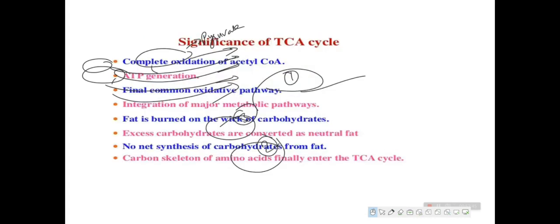Next is the significance of the TCA cycle. The TCA cycle is a complex oxidation of acetyl coenzyme A. It helps in the generation of a huge amount of energy in the form of ATP, NADH, and FADH2. It is the final common oxidative pathway and integrates major metabolic pathways. Fat is burned on the way of carbohydrate. Excess carbohydrate is converted into neutral fat, and there is no net synthesis of carbohydrate from fat. The carbon skeletons of amino acids finally enter the TCA cycle. These are all the significance of the TCA cycle.